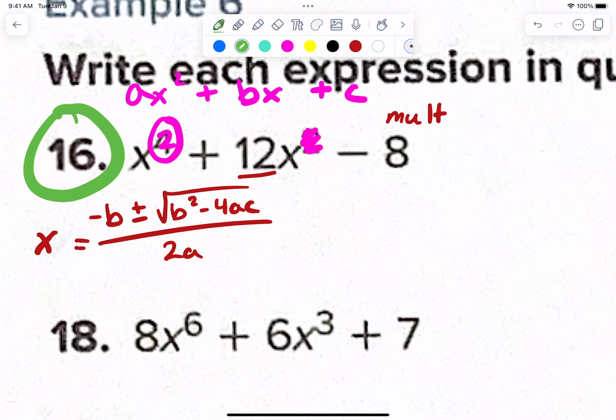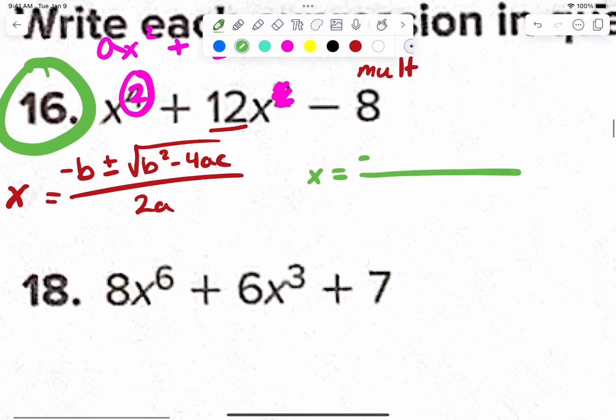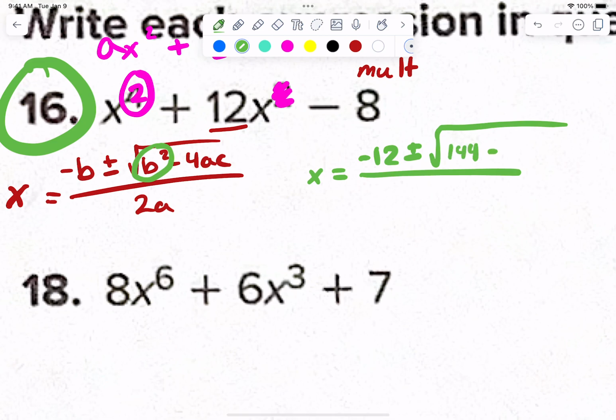All right. So I want to fill the formula in. I have x equals -b. What will -b look like? -12, because that's your b value, plus or minus the square root of what's b squared going to look like? 12 squared, which is 144, minus 4 times a. What's a? 1. And c is -8. All over 2 times a, and 2 times 1.